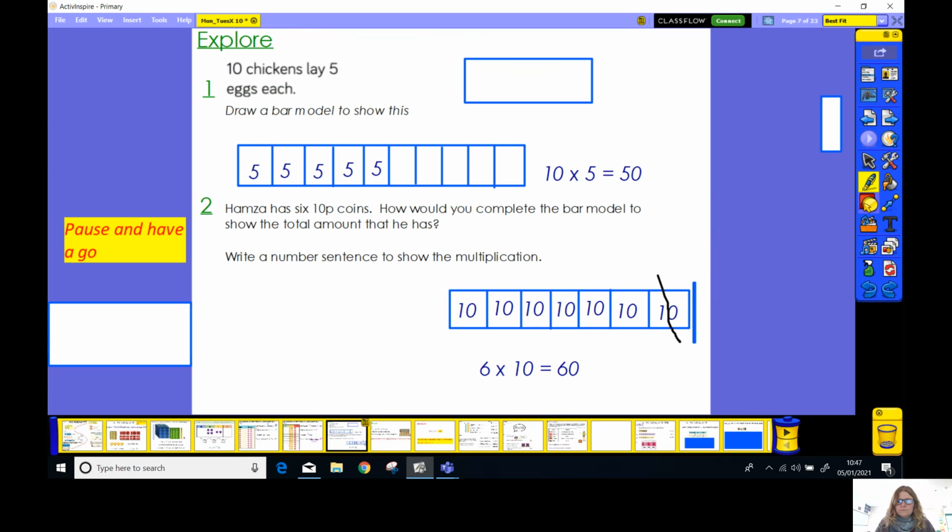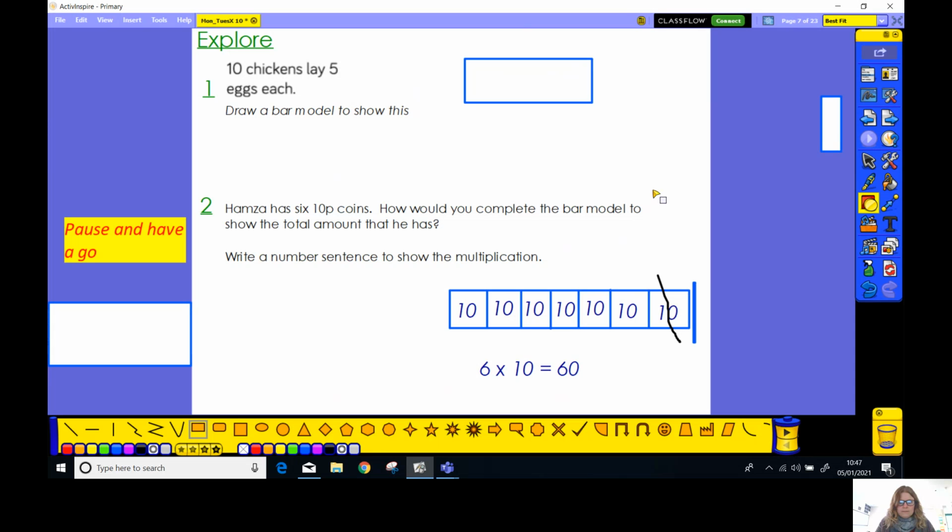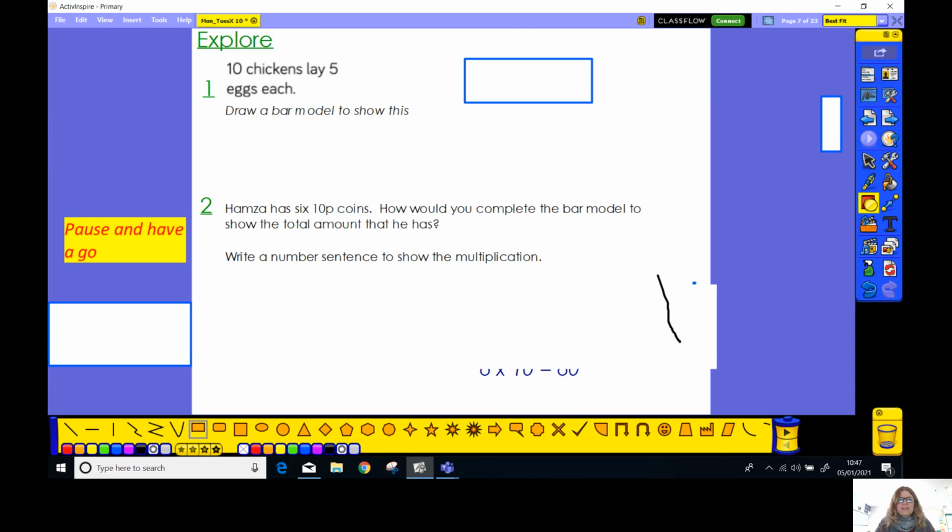Let's have a go now. Count those up. Some problems. So here I've got 10 chickens laying 5 eggs each.